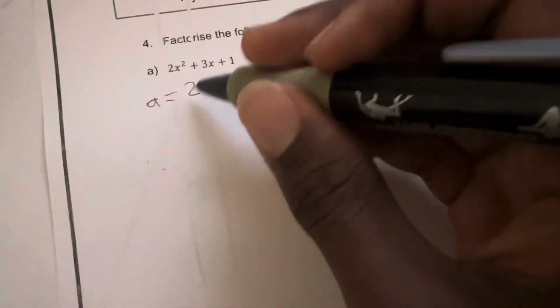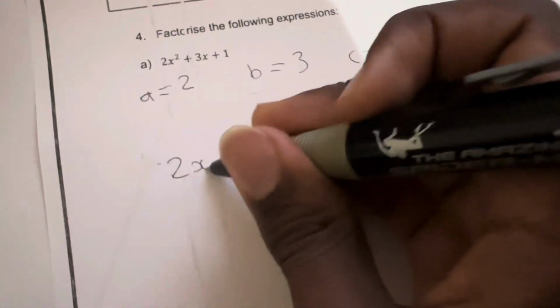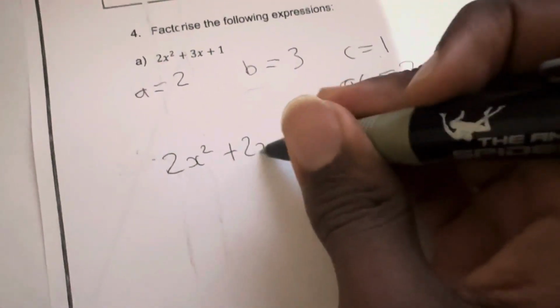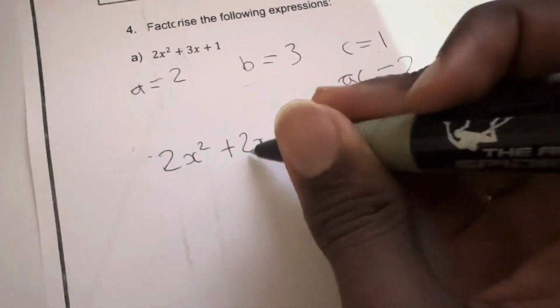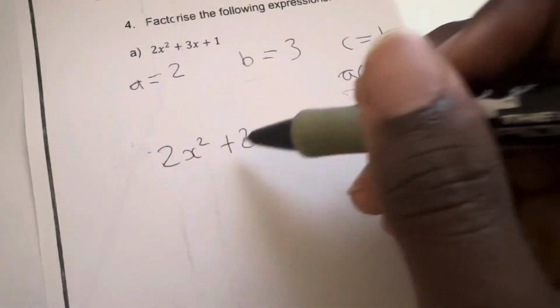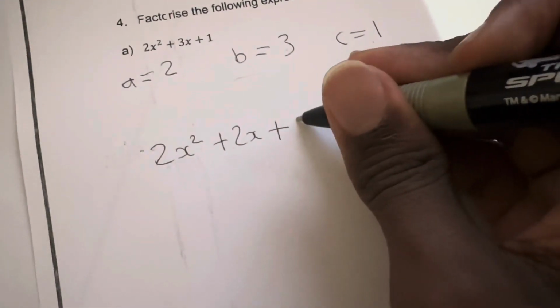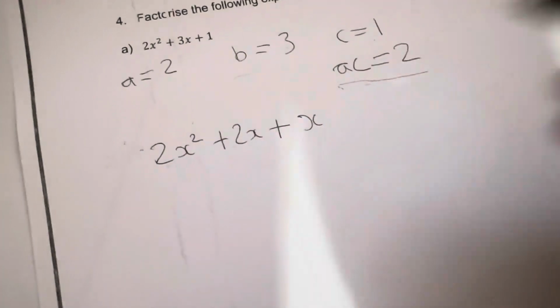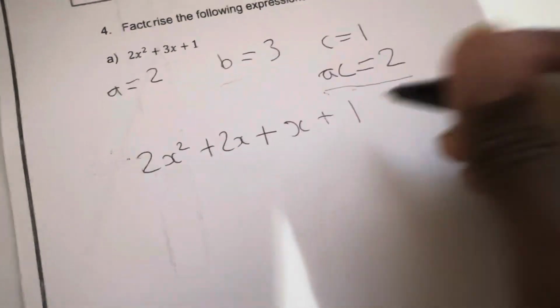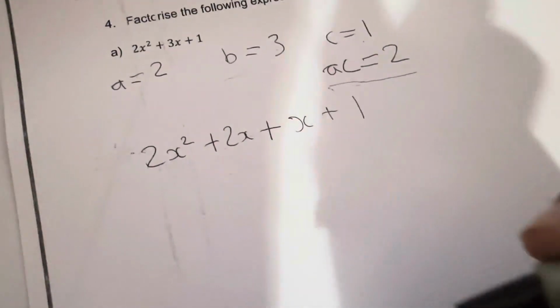So now we rewrite this quadratic expression like this: plus 2x plus 1x plus 1. So we split the 3x into 2x and 1x, the two numbers that we found. For the sake of it, I'm just going to write x, which is basically just 1x. And then plus 1. As you can see, this is the same as the original. I've just split the 3x into 2x plus x.